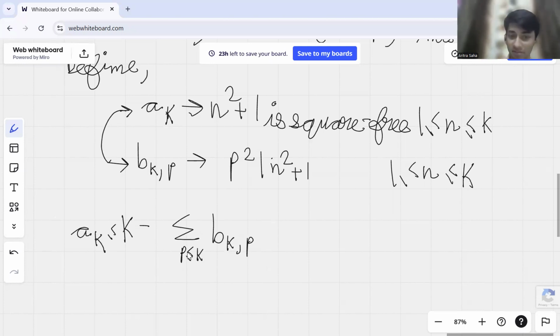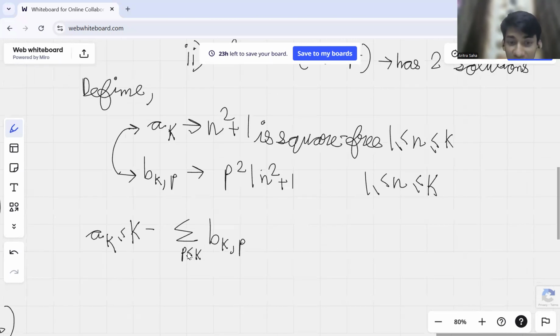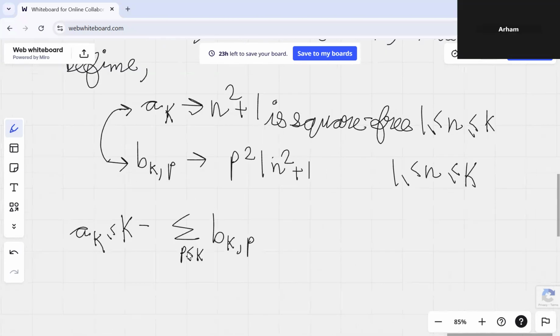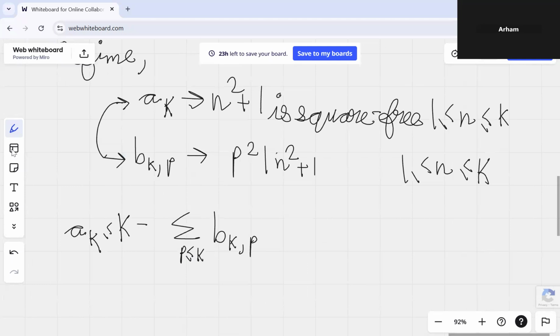And one fun thing I'll tell at the start: the inequality sign should be reversed. Yeah, true.